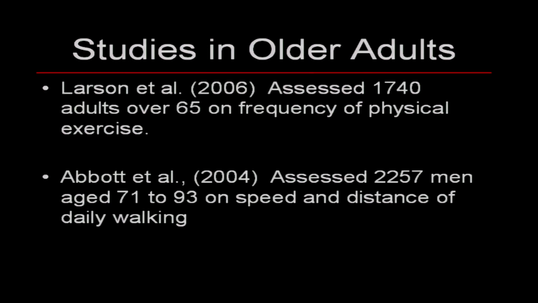Now, Abbott assessed even more men, 2,257 men, aged 71 to 93, on speed and distance of daily walking. This study was done in Hawaii, where they could walk year-round, and so they could assess it all year round. And here again was the same kind of finding as Larson. Here they found the larger the distance and the faster the men said they walked, the lower probability they had of developing dementia. And again, these men were up to 93 years old. The older ones that were not developing dementia had a significantly higher probability of walking both longer and faster than the ones that did develop dementia.